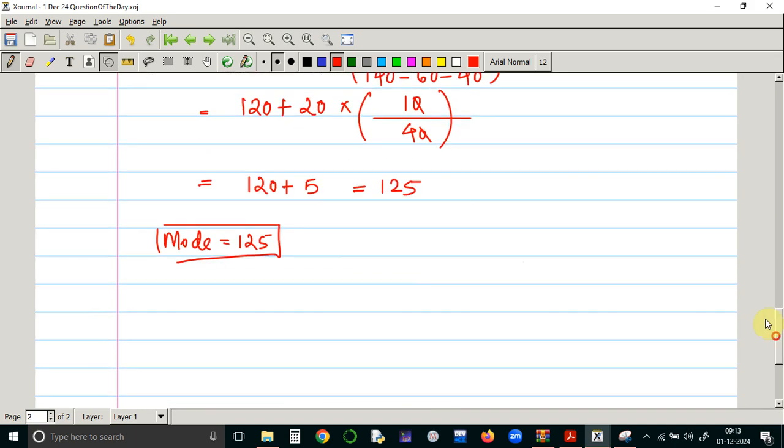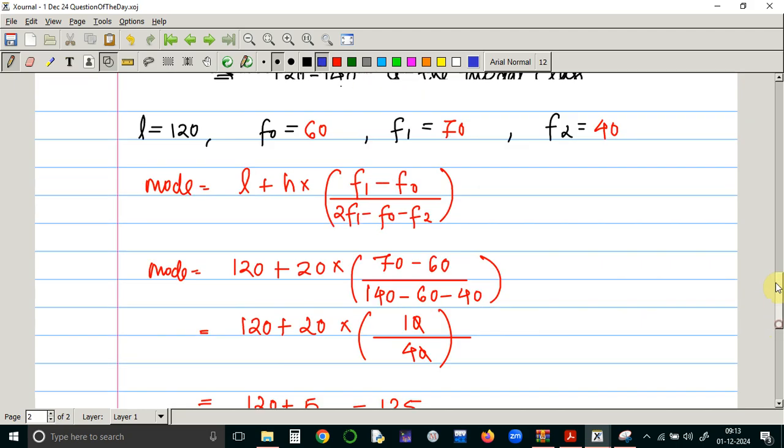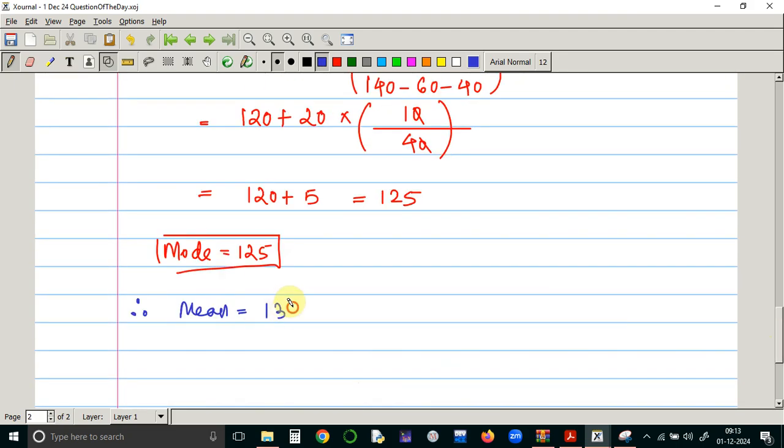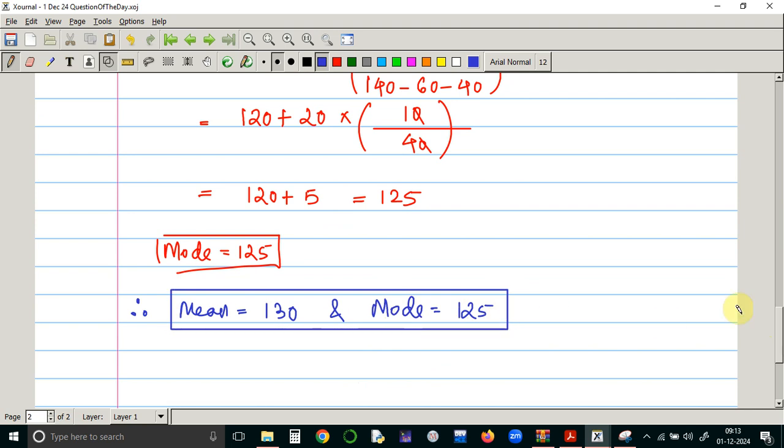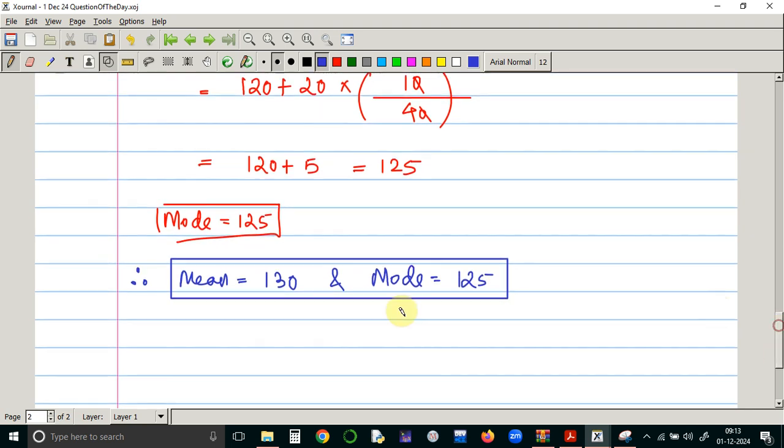And in the conclusion, I'm going to write: mean is 130 and mode is 125. The values of mean and mode are different, which means the data is a little bit skewed.